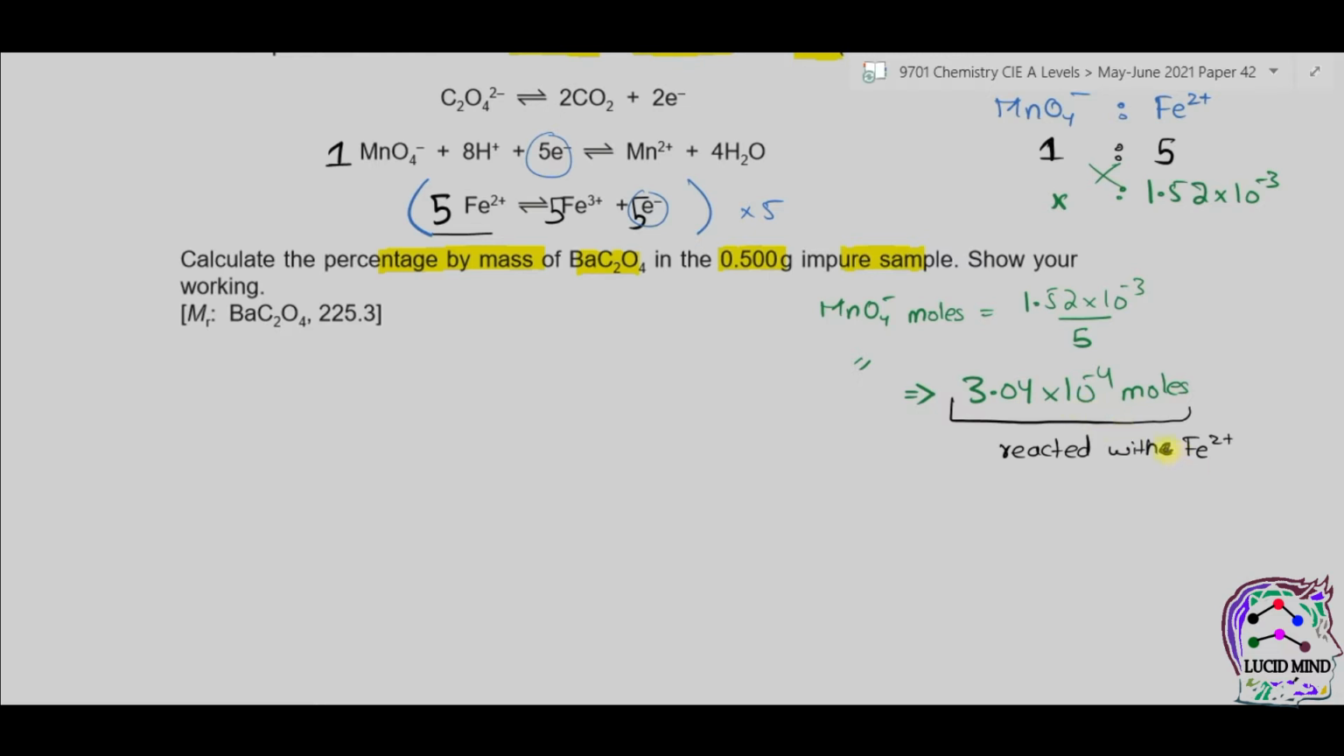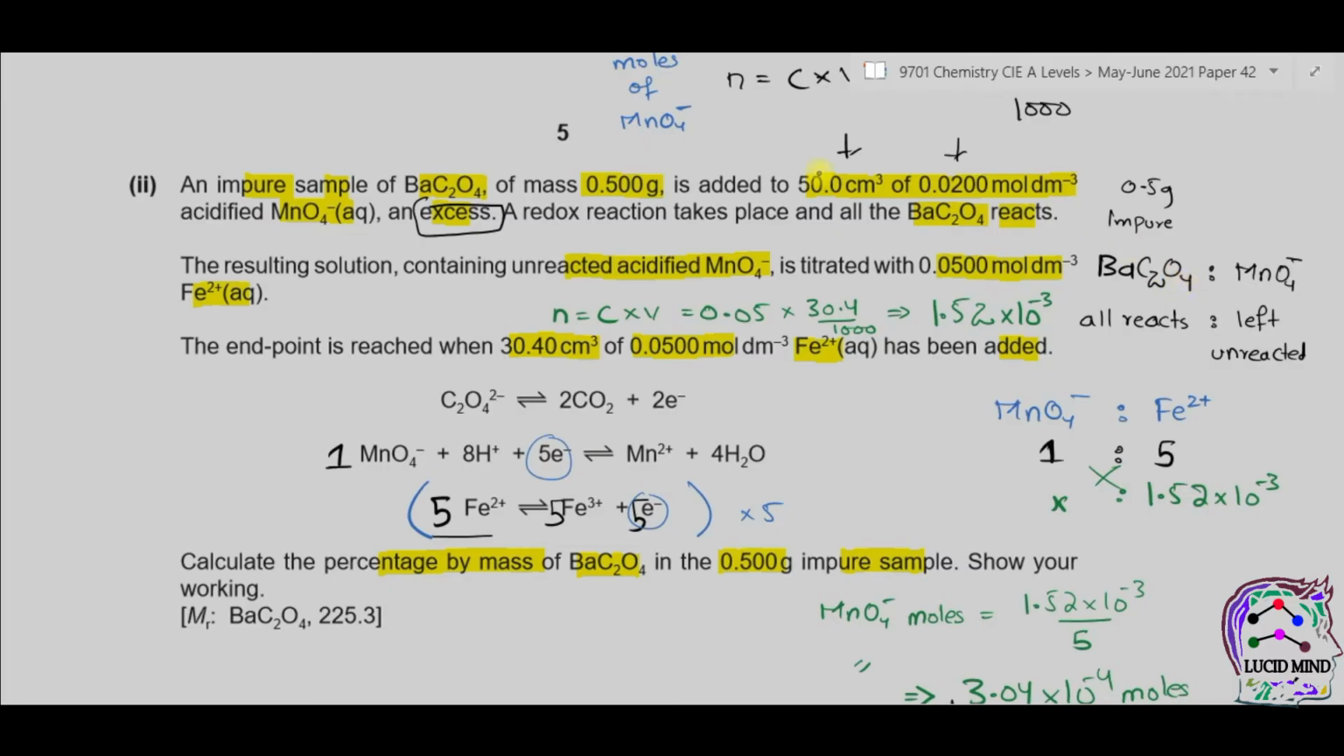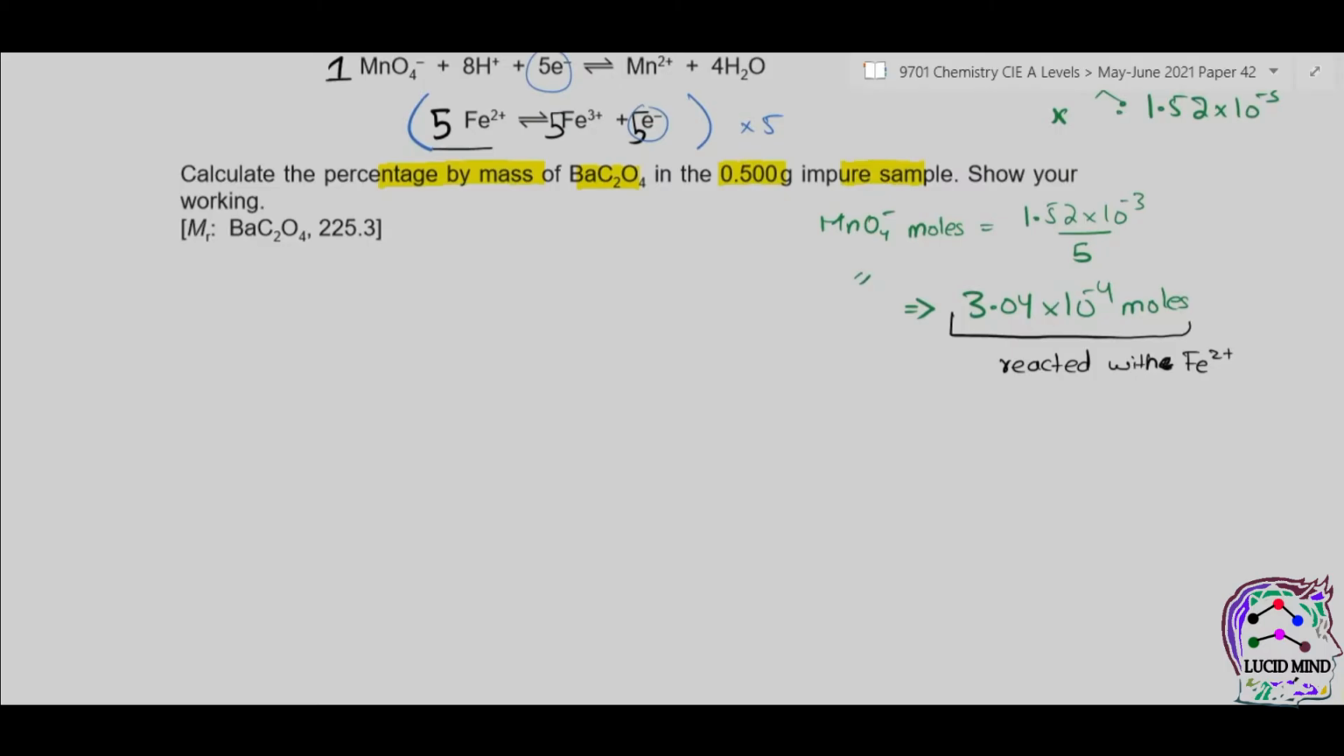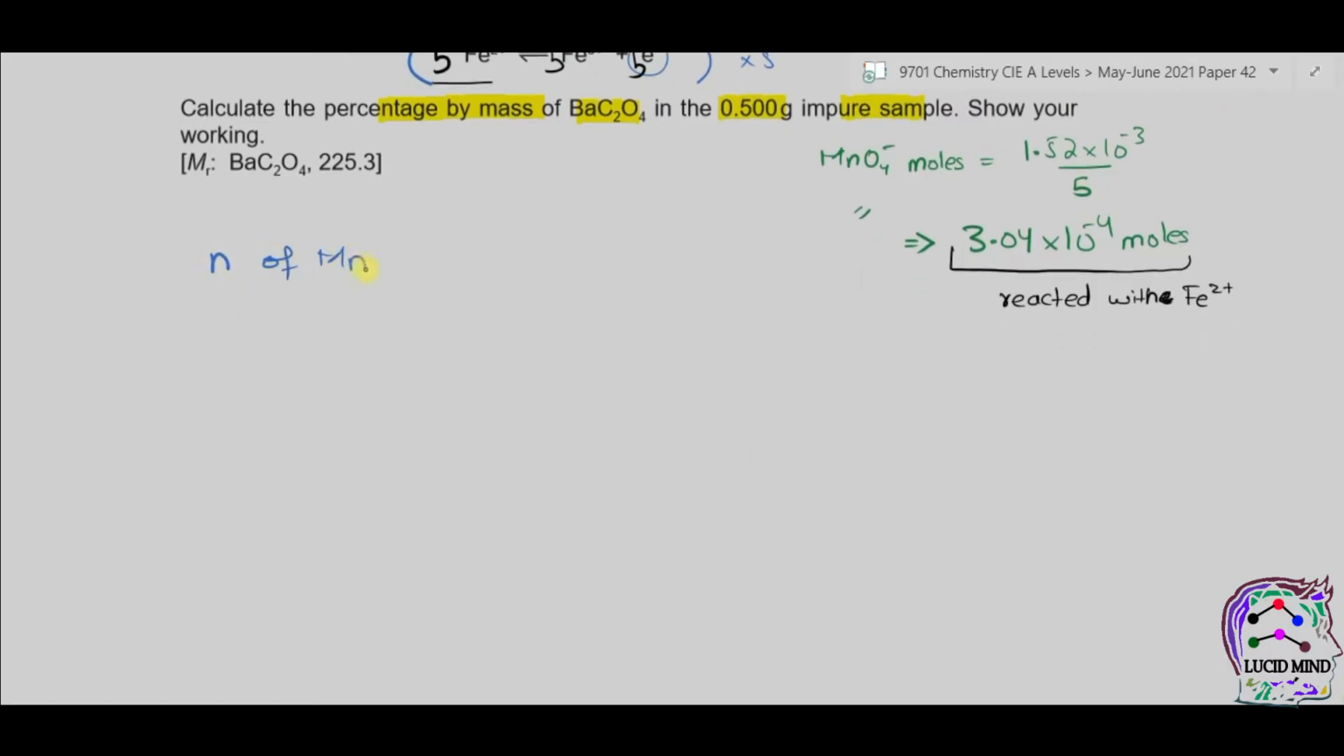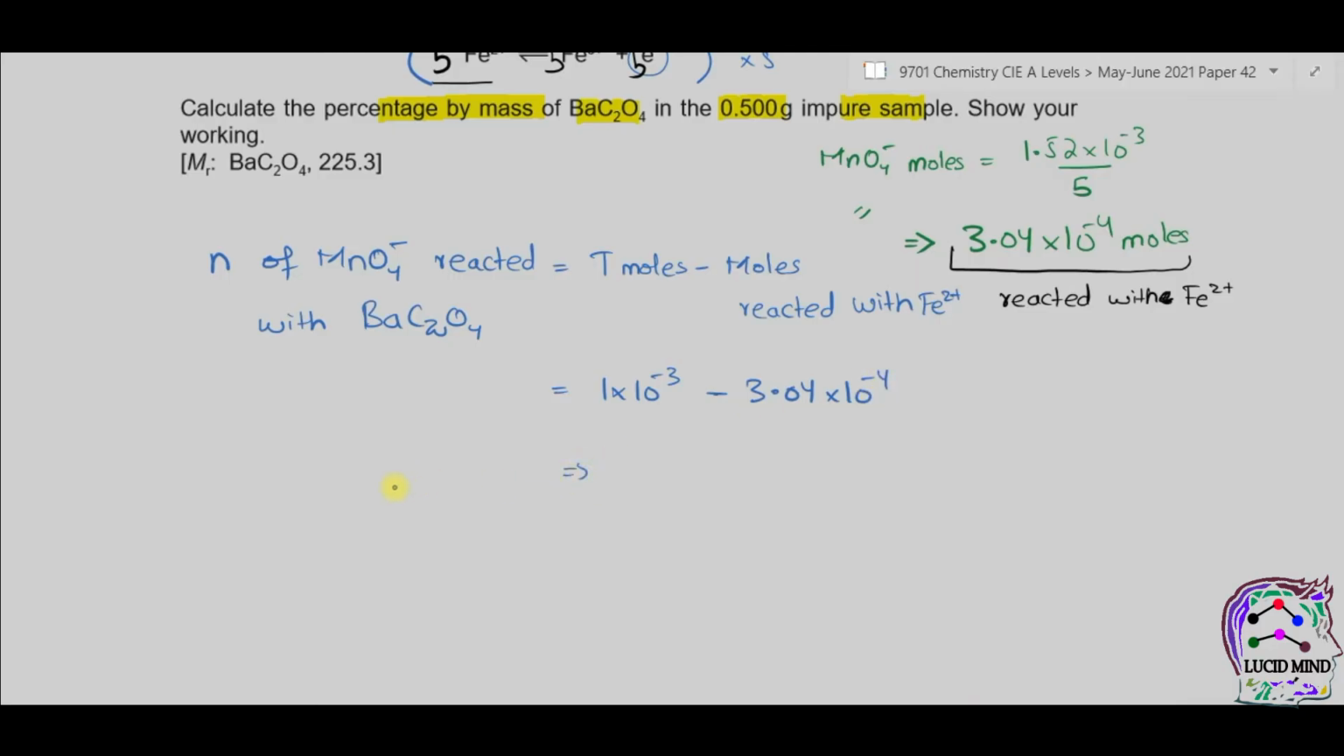If this much reacted with iron 2 positive, then how much will react with BaC2O4? We can subtract the reacted moles from the total number of moles. Now we can say number of moles of MnO4 negative that reacted with BaC2O4, it is equal to total number of moles minus moles reacted with iron 2 positive. Subtract these two, the values are 1 exponential minus 3 and we have 3.04 exponential minus 4. So number of moles of MnO4 reacted with BaC2O4, it comes equal to 6.96 exponential minus 4 moles.